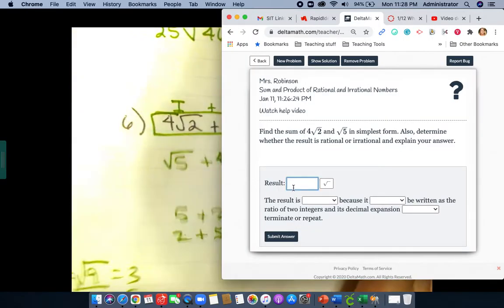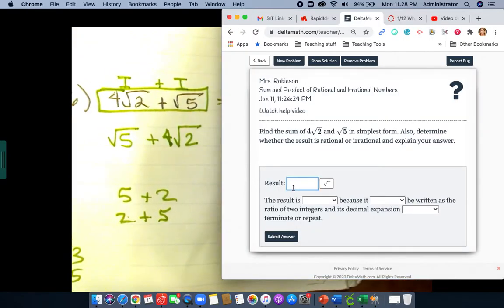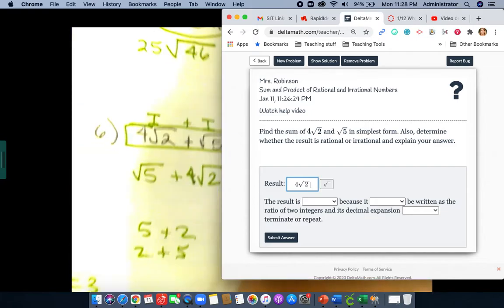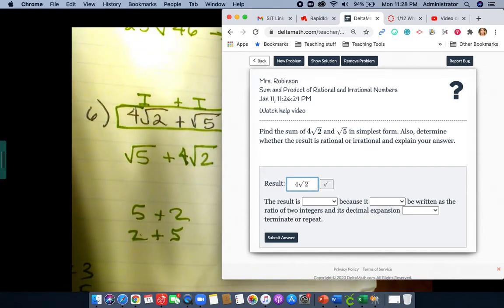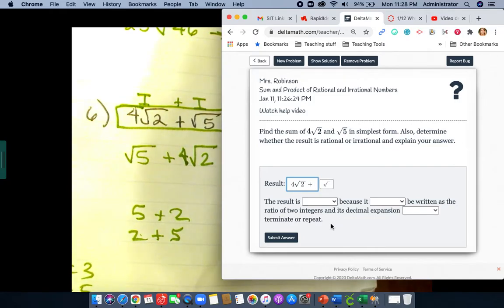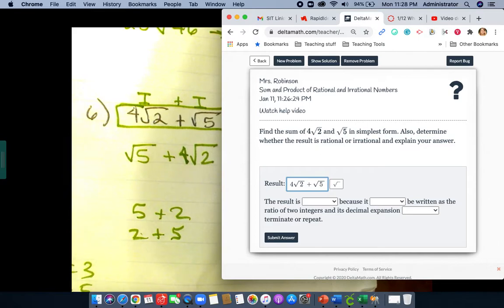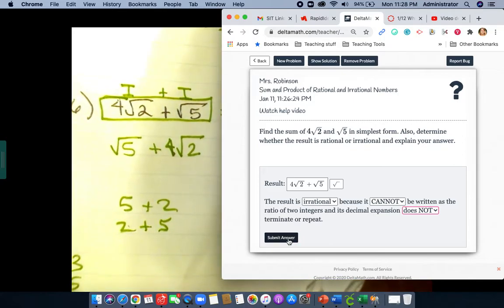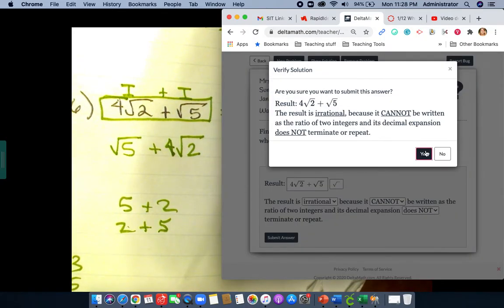So I'm going to go over here. Let me slide this so you can see. And I'm just going to type it in exactly how I see it. 4 root 2, and then I'm going to hit the right arrow to get out of my radical, plus, so I'm going to hit shift plus, and then root 5, square root 5. And it is irrational. Remember, irrationals cannot be written as a ratio of two integers because they do not terminate or repeat. If I were to put this in my calculator, I get a long, crazy decimal. So I'm going to hit submit.